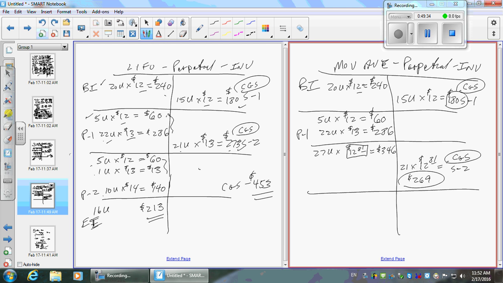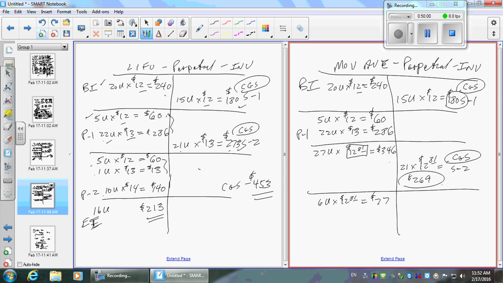How many units are left? 6 units. What did they cost me? 12.81. How much is that? Well, it's 346 less 269. We'll just round it. What's that? $77. Yeah. Well, if we hadn't rounded, it would have come out slightly different. Okay, so $77, 346 less 269.